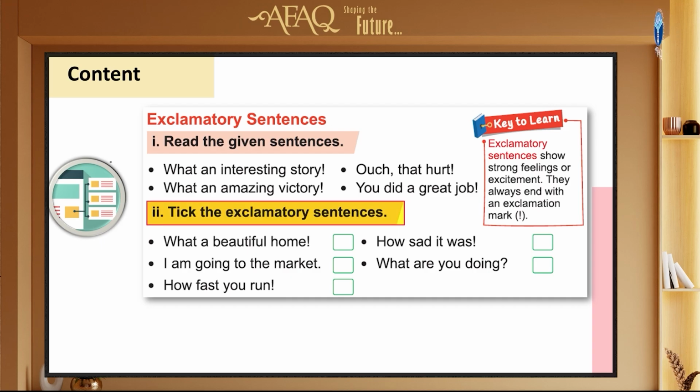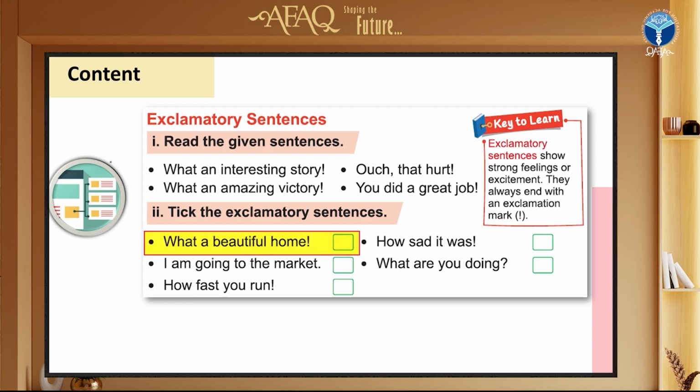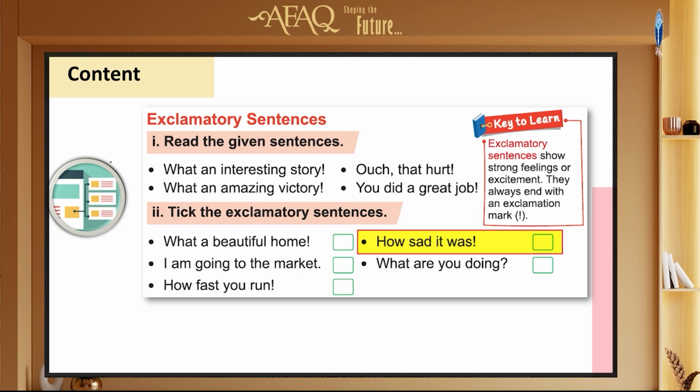Tick the exclamatory sentences. It is so easy to identify the exclamatory sentences because they are ending on exclamation marks. So you are going to tick only those sentences which are exclamatory sentences. What a beautiful home! I'm going to the market. How fast you run! How sad it was! What are you doing? So tick the exclamatory sentences.